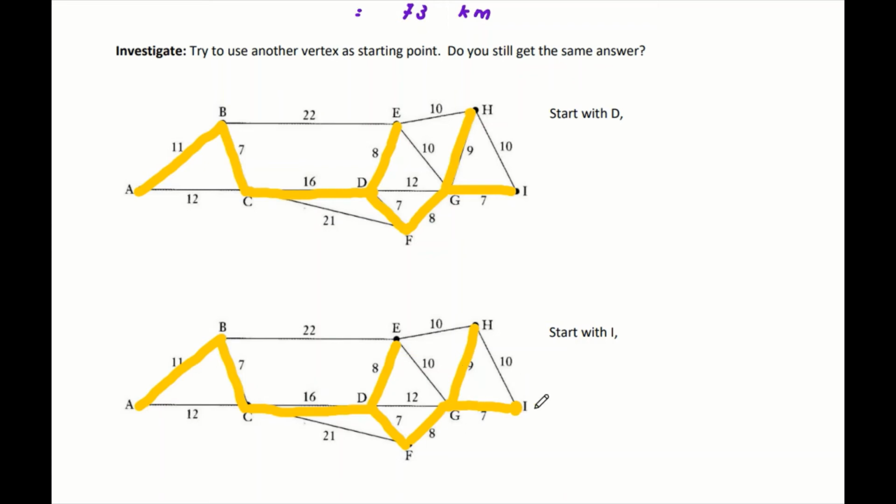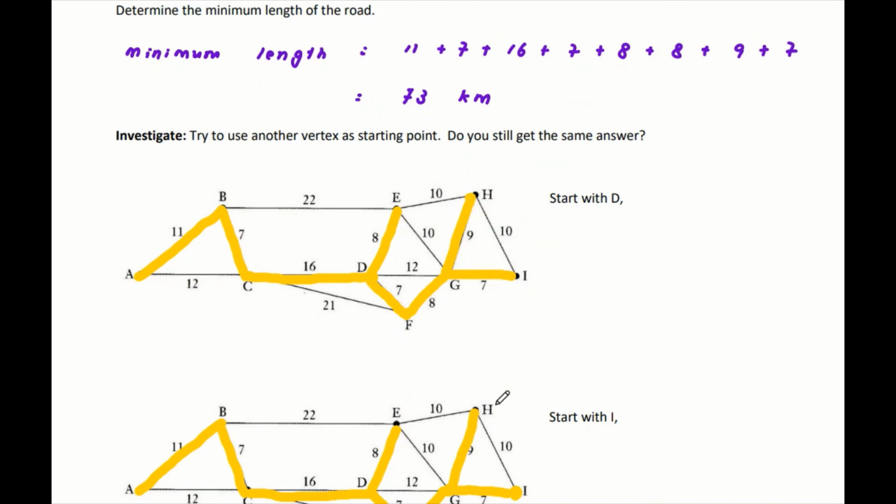Like what happened just now, if I start from I, then I might choose G first and then F first, and only at the back I get H, right? So that's the only difference that you'll have. You are going to get the vertices in a different order, but at the end, your minimum spanning tree should be the same and the minimum length that you find should be the same as well.